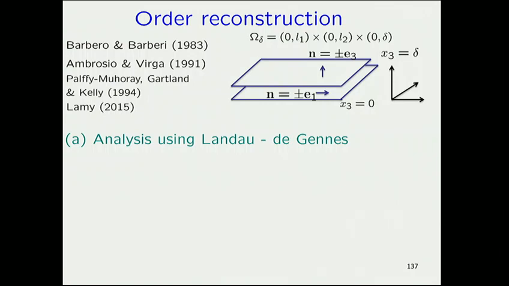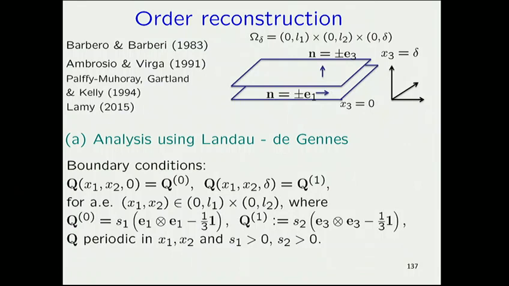So let's first of all use the Landau-de Gennes theory. So the boundary conditions are going to be that this domain, we'll say it's L1 in the one direction, L2 in the two direction, and delta in the x3 direction. And so on the bottom, we want Q to be S1, E1 tensor E1 minus a third the identity, because N wants to be plus or minus E1. S1 is a scalar order parameter, which we'll take positive. And on the top, Q is S2, E3 tensor E3 minus one third the identity, with a possibly different order parameter. Okay, so those are the boundary conditions. And we'll take them to be periodic in x1 and x2.